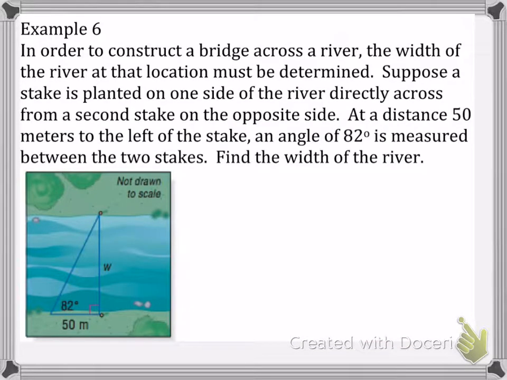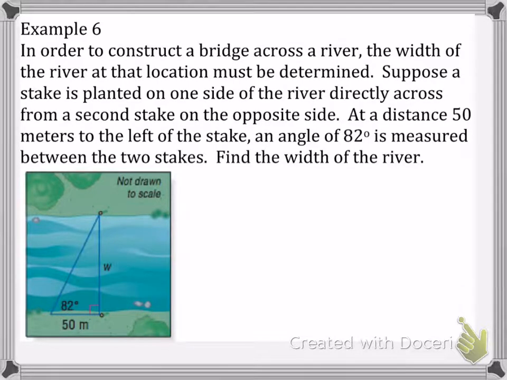In order to construct a bridge across a river, the width of the river at that location must be determined. Suppose a stake is planted on one side of the river directly across from a second stake on the opposite side. At a distance 50 meters to the left of the stake, an angle of 82 degrees is measured between the two stakes. Find the width.